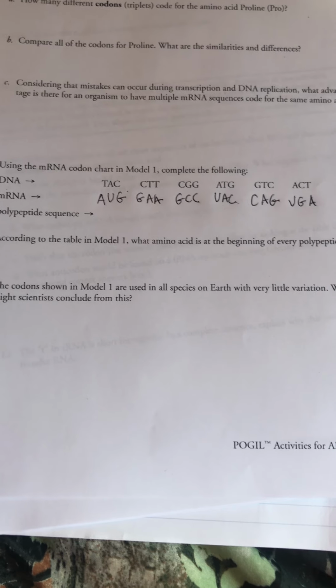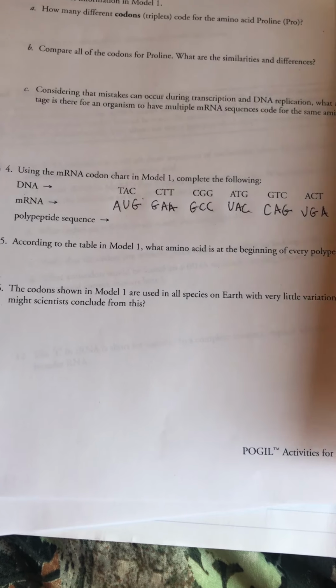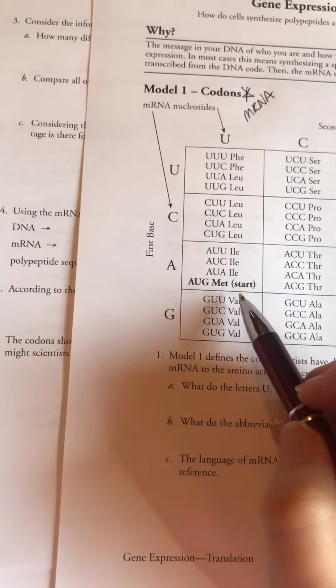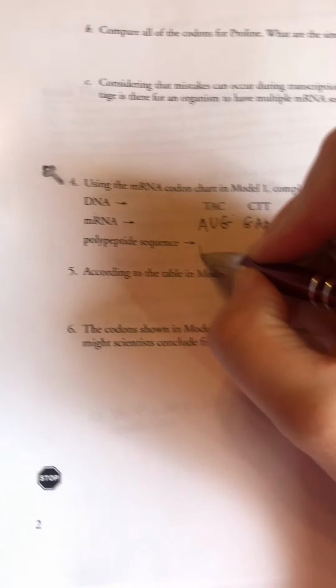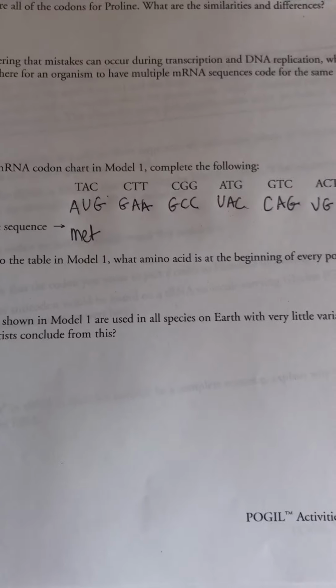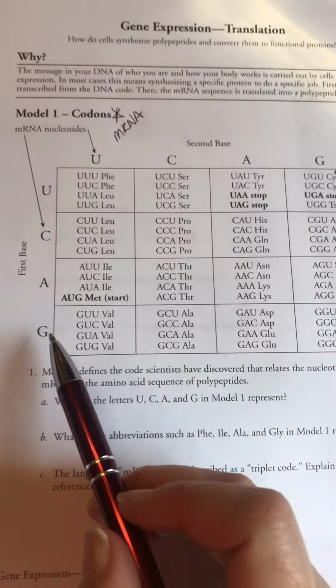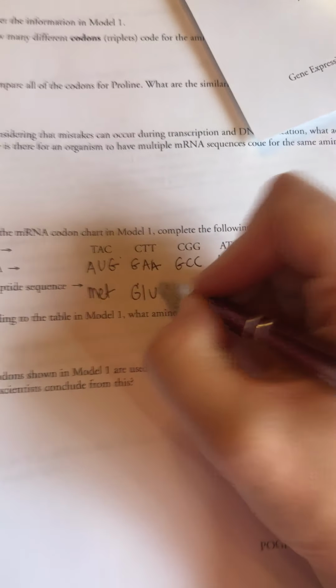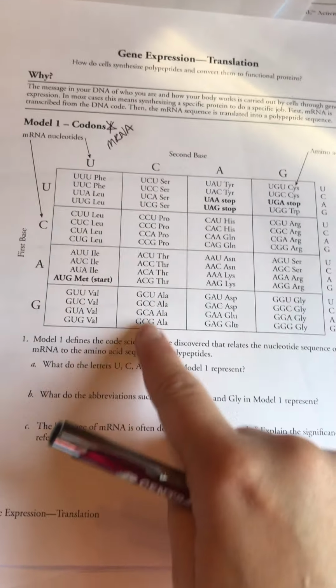When we talk about the polypeptide sequence, this is where I'm going to take my mRNA molecule and figure this out with the chart. Again, AUG was my first one, so I know that's MET. My second one is GAA. GA, so I know I'm in this box. A is right here, so this is GLU. GCC, so GC, and then in the bottom box, C is ALA.